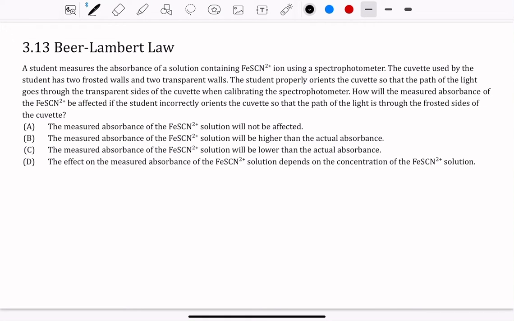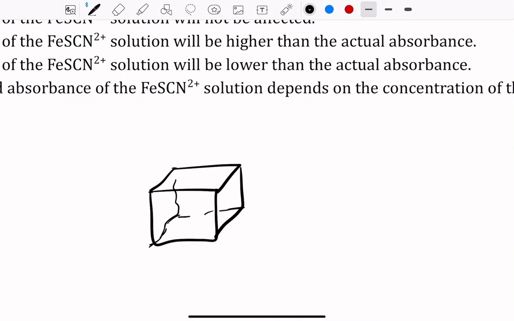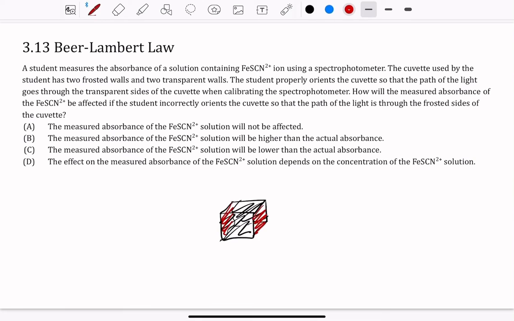So what this problem is saying is that the cuvette is going to look like this, and it has frosted sides and clear sides. The frosted sides are going to be something like here and here, while the clear sides are going to be something like here and here. And this problem is also asking what will happen if the student incorrectly orients the cuvette so that the path of the light goes to the frosted sides of the cuvette.